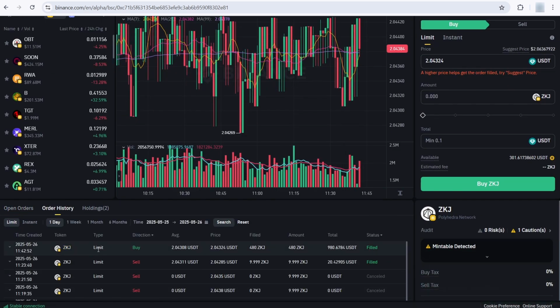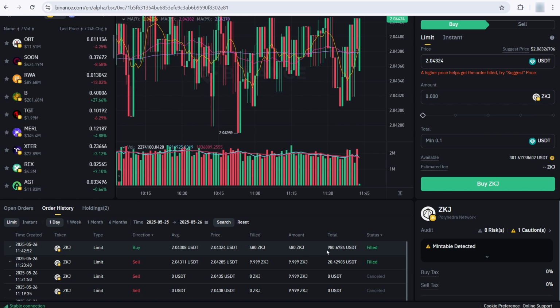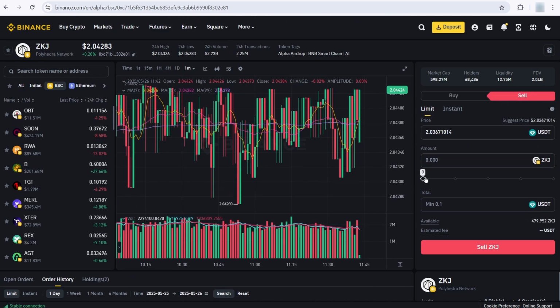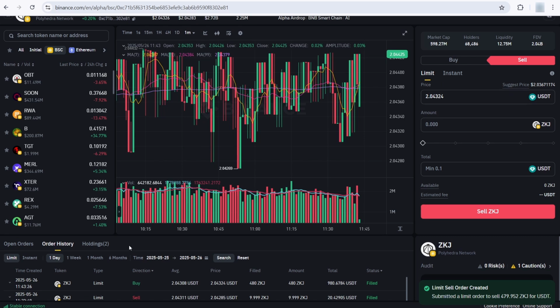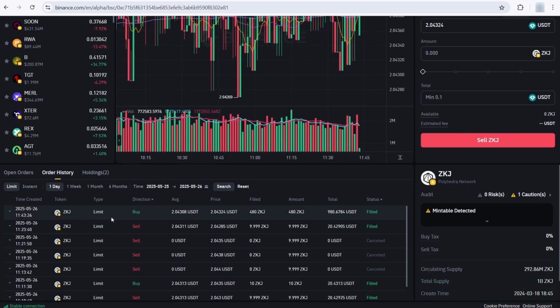Here it is. As it was said in the message, the order was executed at a better price than I said before. Here is the price I chose, and this is the average price, which is lower than the price I wanted to pay. Now I need to sell ZKJ. I'm selecting maximum. I'll copy the current price again and paste it. Sell ZKJ. Continue. The limit order is created, but it was not filled.